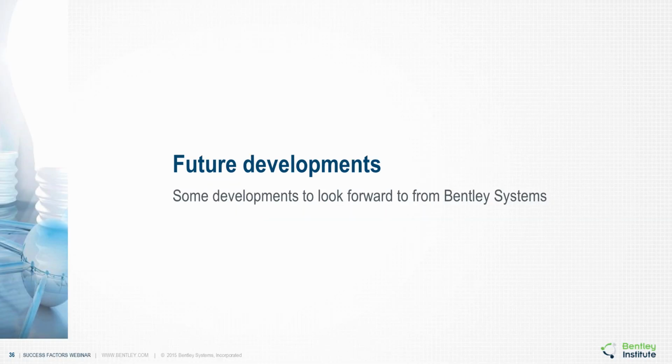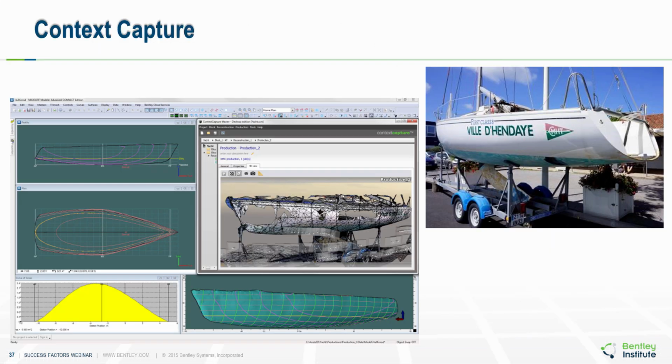I'd like to share with you some of the future developments that we're working towards at Bentley Systems. ContextCapture is a very interesting product. From a number of photographs, it can generate a triangulated mesh of a 3D object. So here I have an example of a sailing yacht that was in a marina in Hendaye in France, and I took about 150 photographs of one side of the hull. And then you can see on the screen the tessellated reconstruction that was created by ContextCapture, and also the imported model in MAXSURF. And you can see we're able to calculate hydrostatics, for example the sectional area curve.